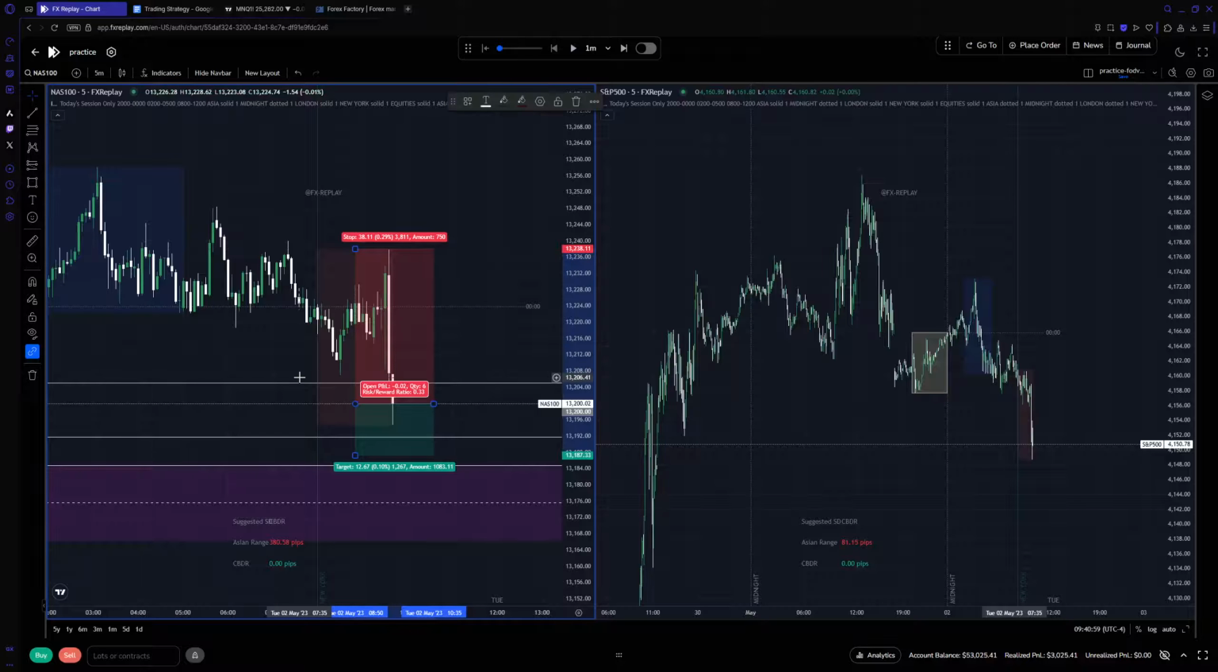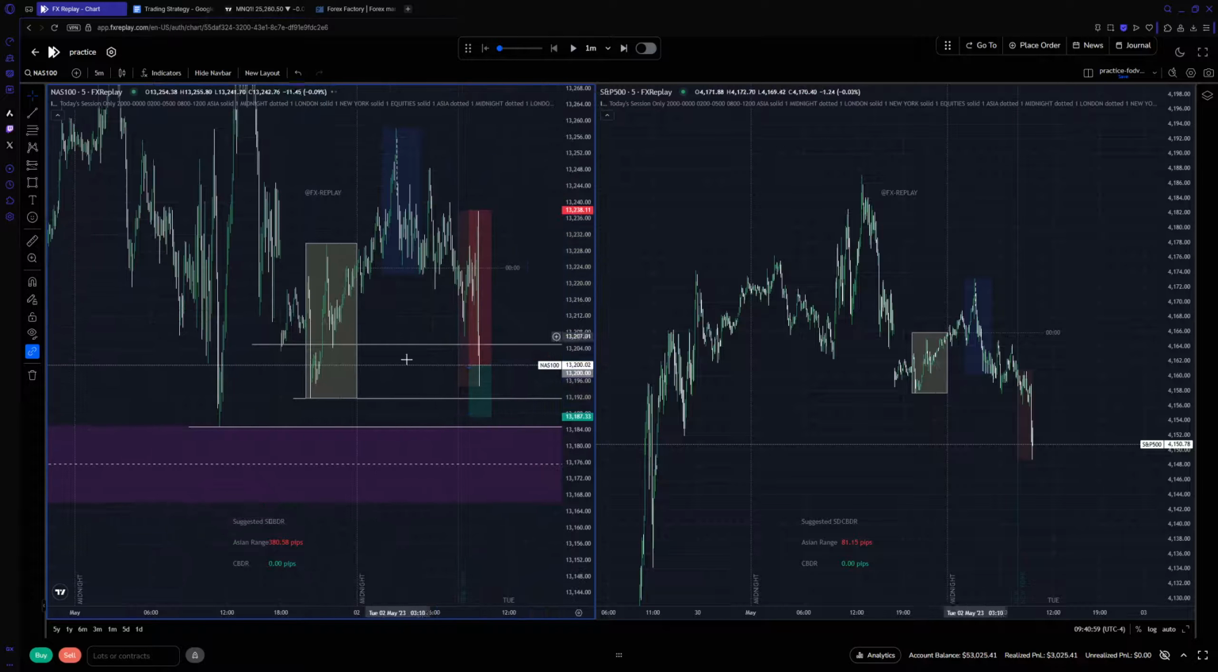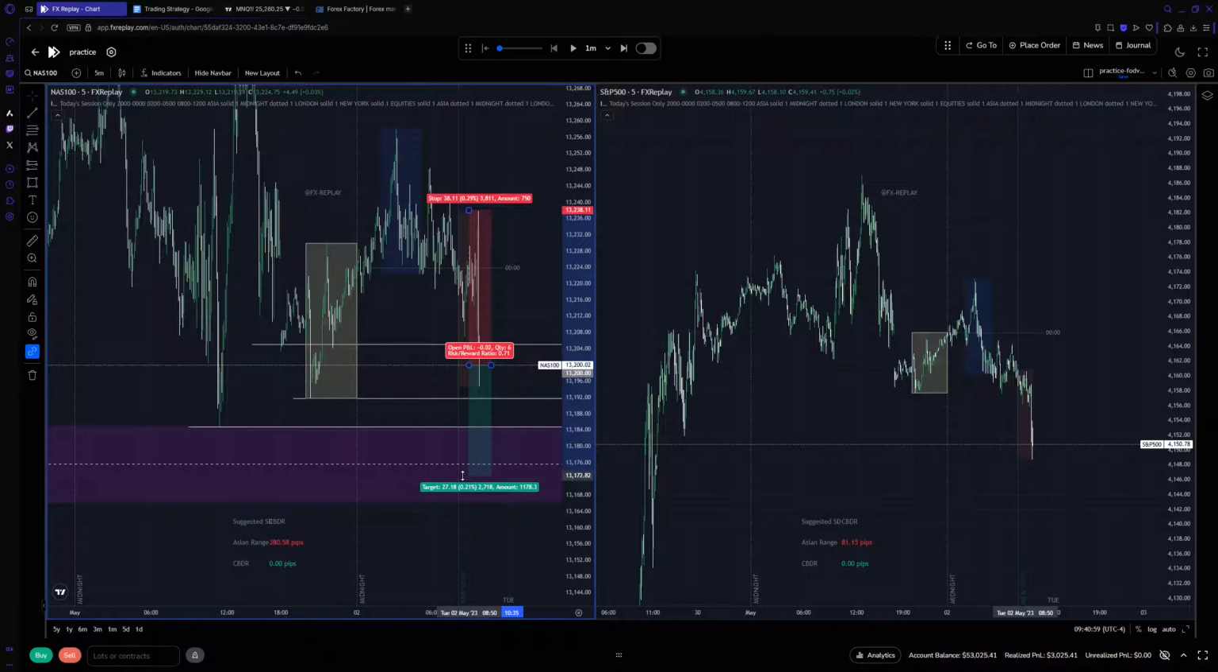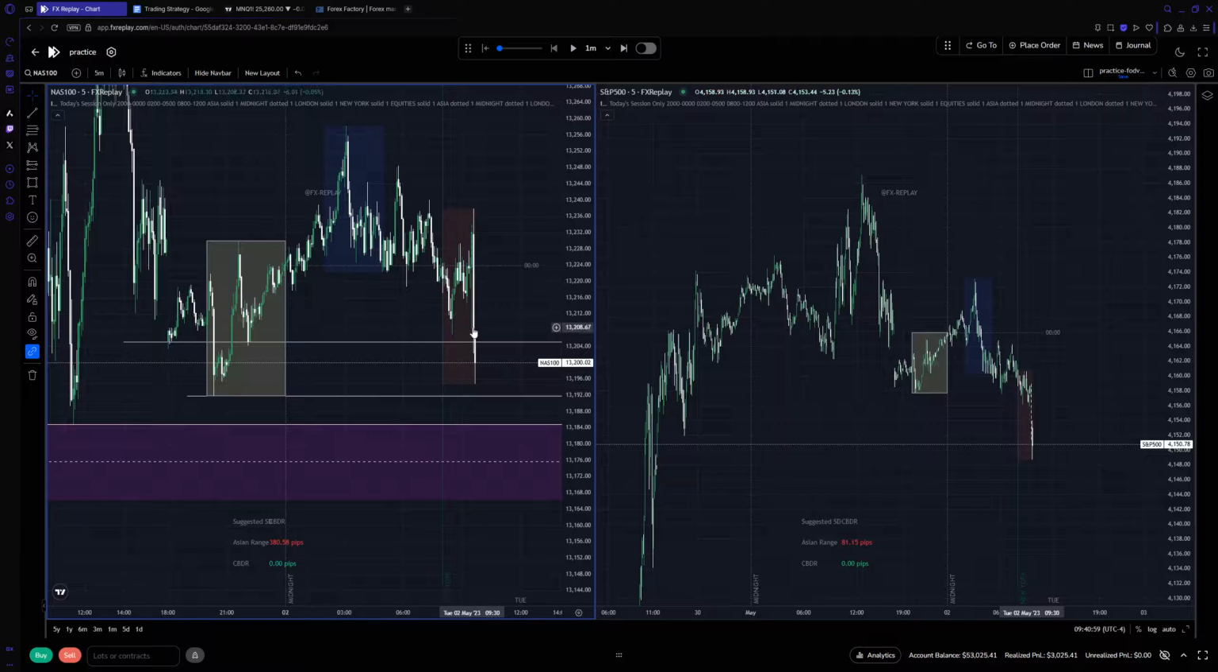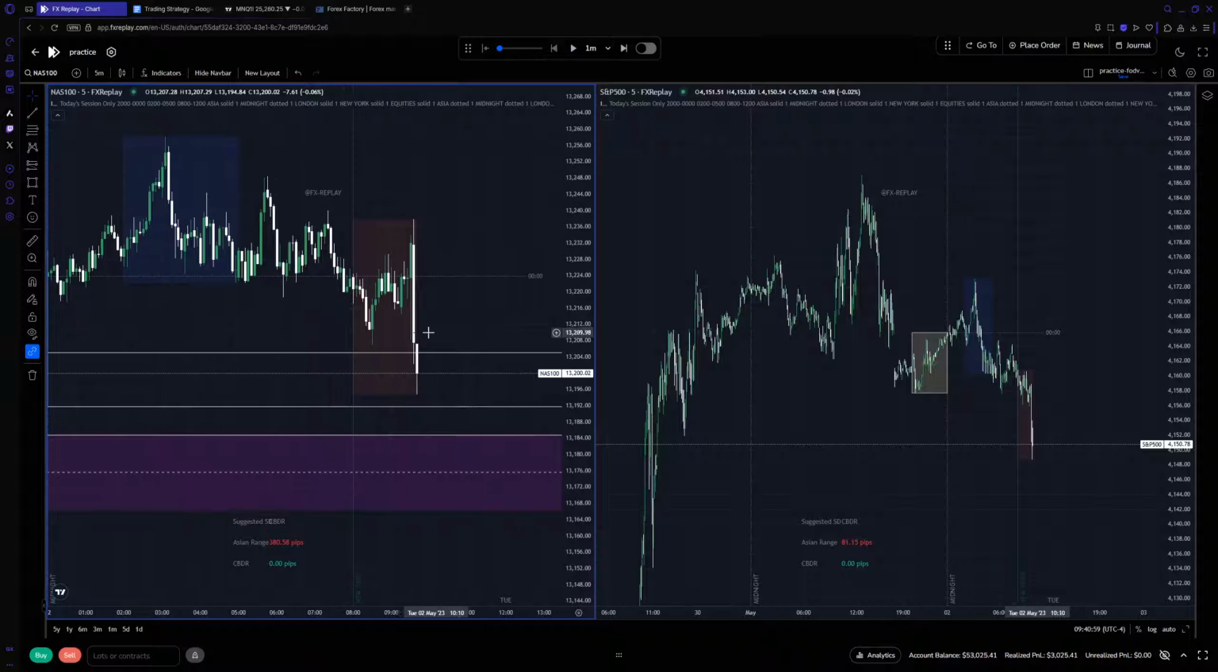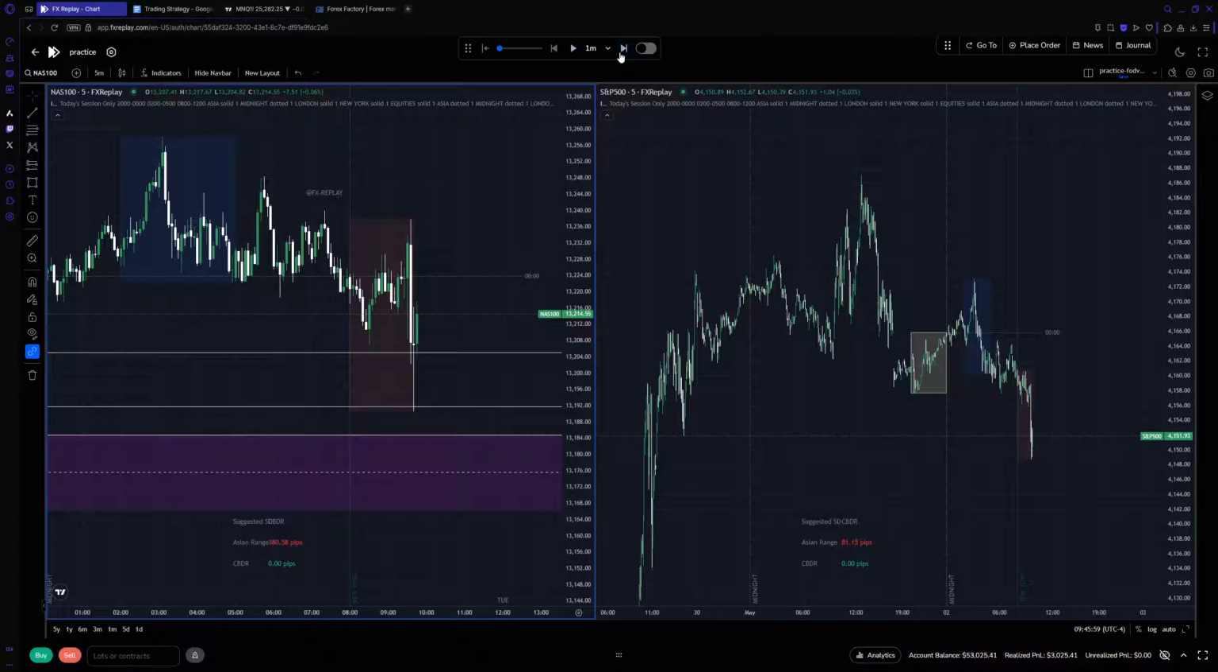Bro, I don't think this R&R makes much sense. I might have to wait until 10 if I'm being honest, because the move has already moved away too much, unless... looks like we might have tapped back into this change in state.